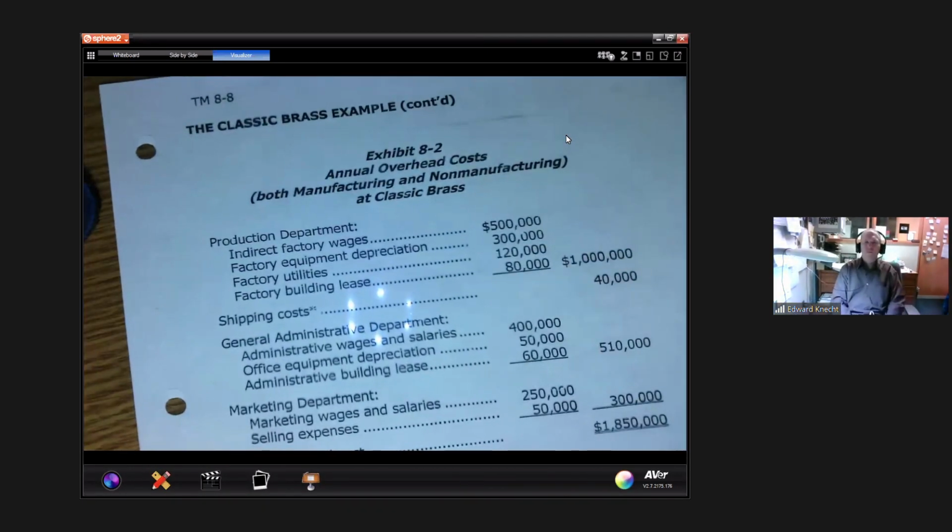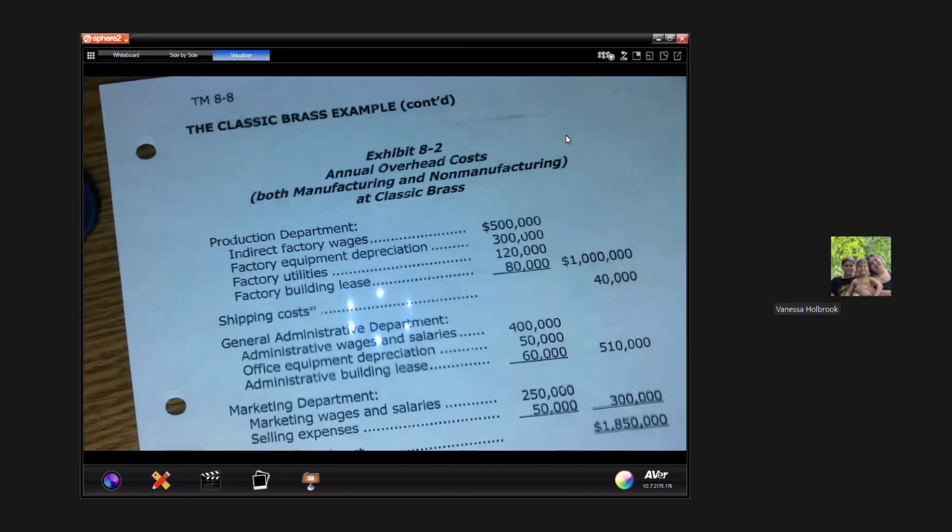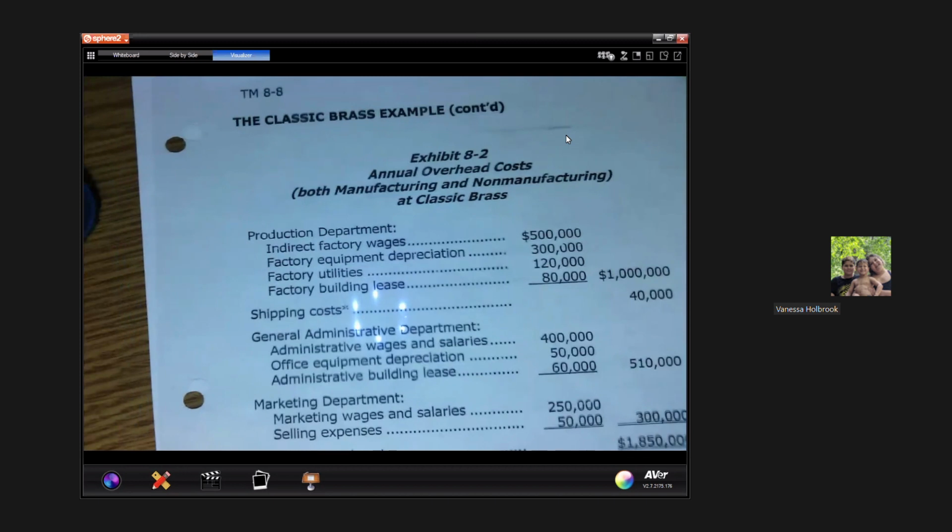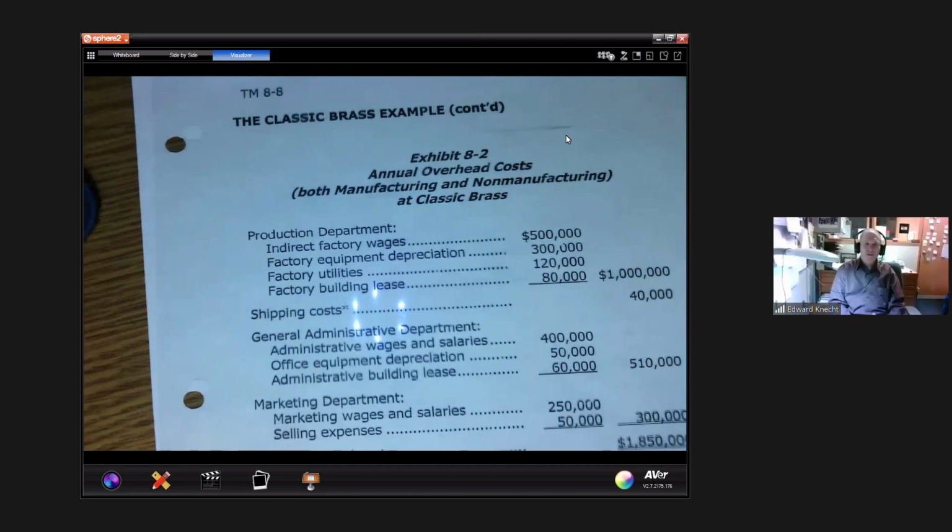So for the production department, our indirect factory wages are 500,000. That's the cost for this pool of activity. Factory equipment depreciation, factory utilities, factory building lease. Those are all manufacturing costs. They're manufacturing overhead costs, are they not?